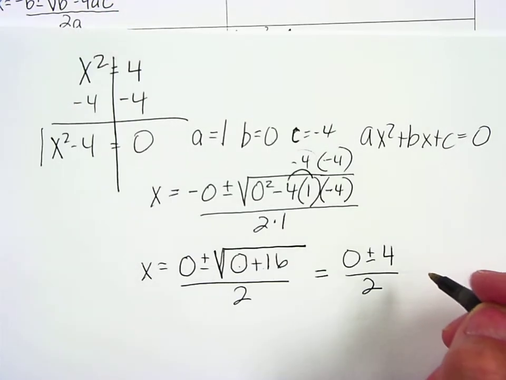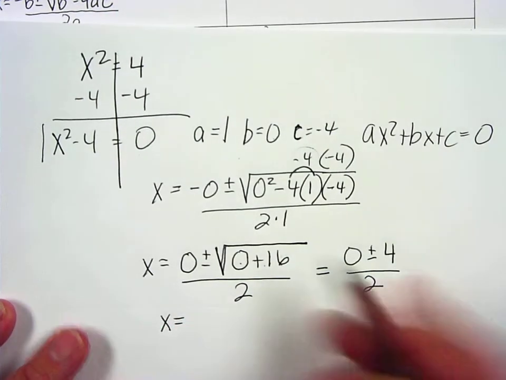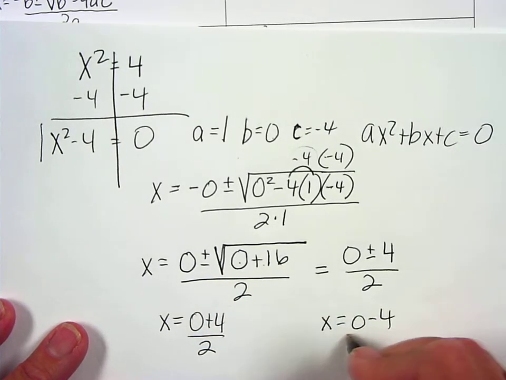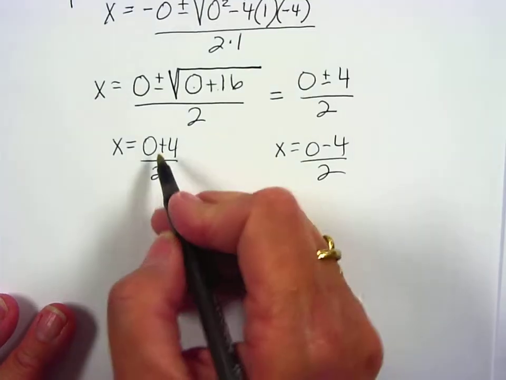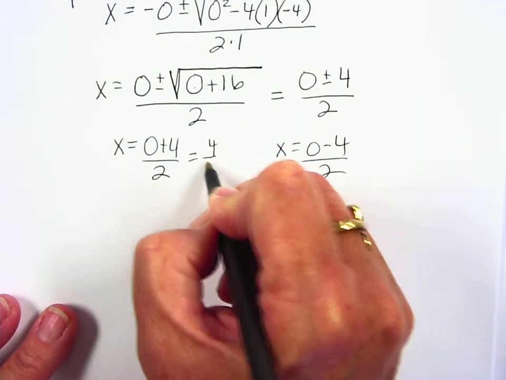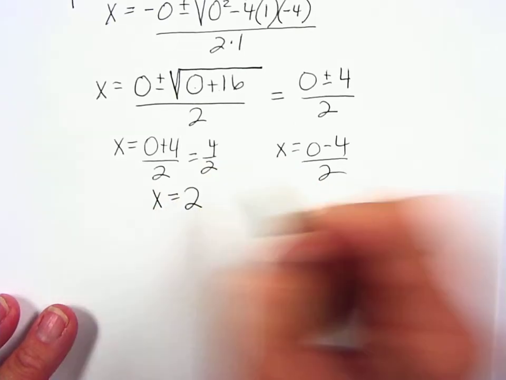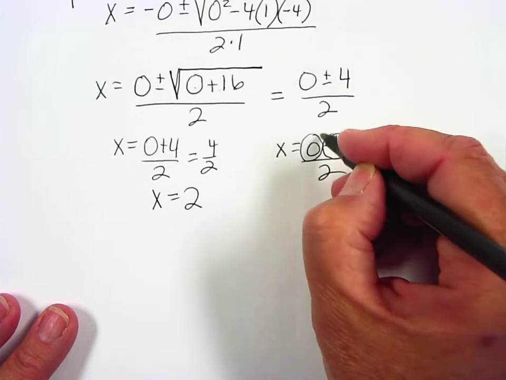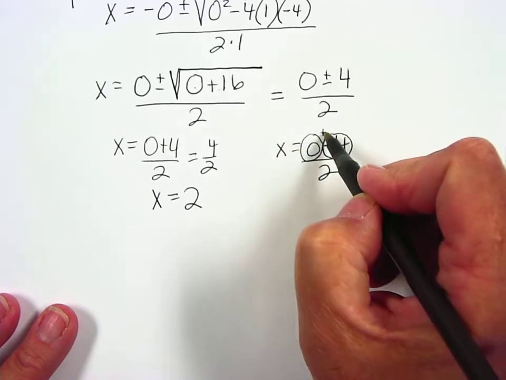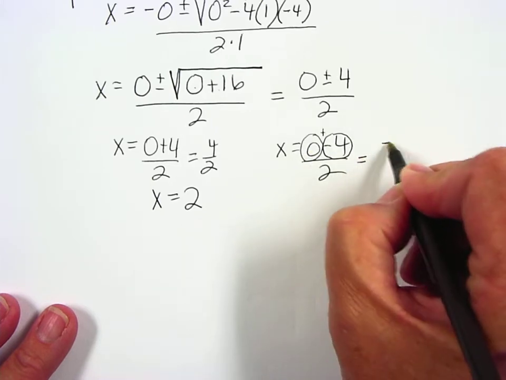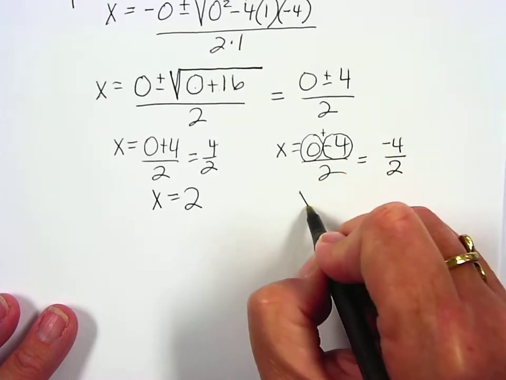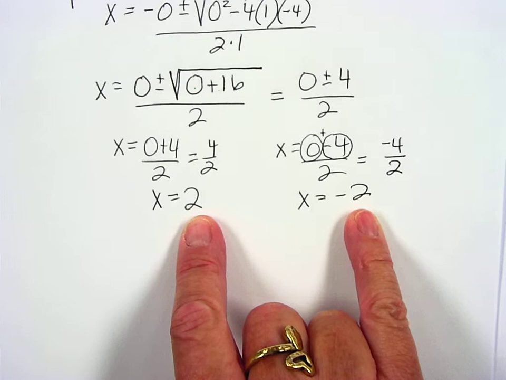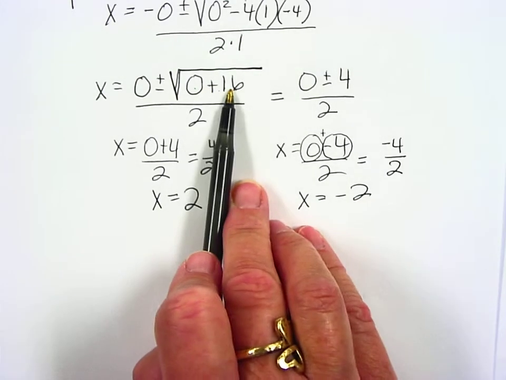So now I have 2 equations. x equals 0 plus 4 over 2, and x equals 0 minus 4 over 2. 0 plus 4 is 4. 4 over 2 is 2, so x equals 2 is one solution. Now be careful here. You have a 0 and you have a negative 4, and you're going to combine them. When you have a negative 4 and you combine it with nothing, you still have negative 4. And negative 4 over 2 is negative 2, and there are your 2 solutions. We knew we were going to have 2 solutions because our discriminant was positive.